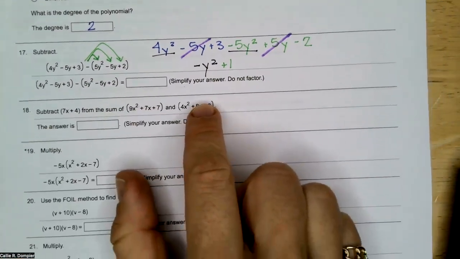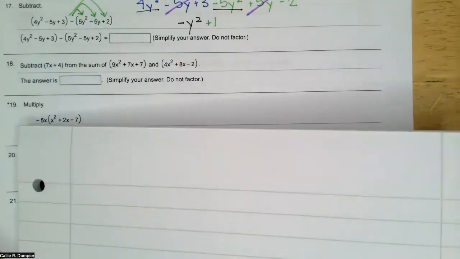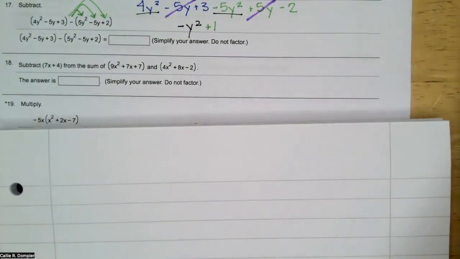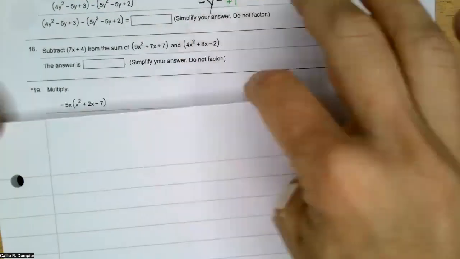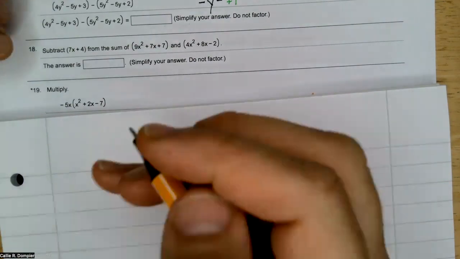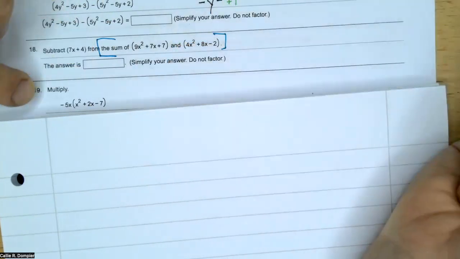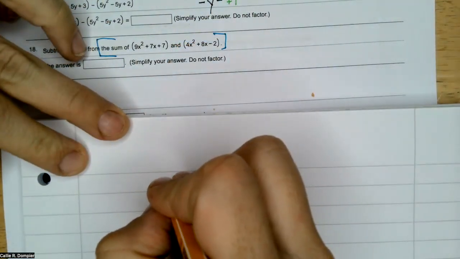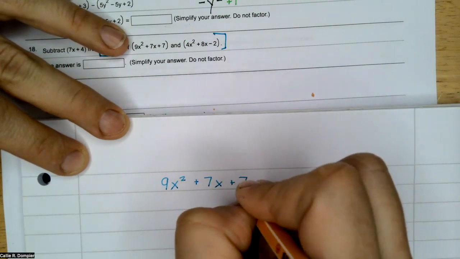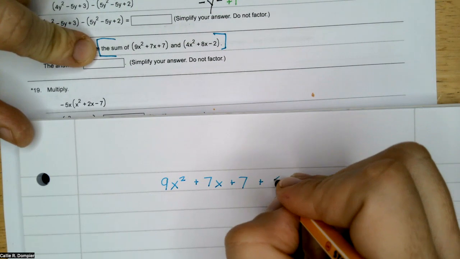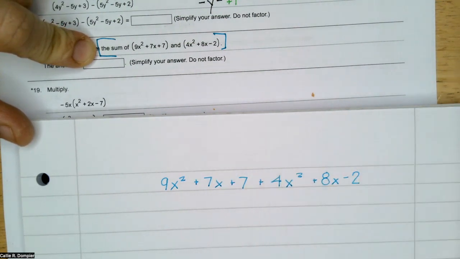Here they're adding a bit of English into the math. So we're going to subtract 7x plus 4 from the sum of 9x squared plus 7x plus 7 and 4x squared plus 8x minus 2. Okay. Subtract this from the sum of, so I'm going to put those together first. The sum of 9x squared and 7x and 7. The sum means we're adding it. 4x squared plus 8x minus 2.